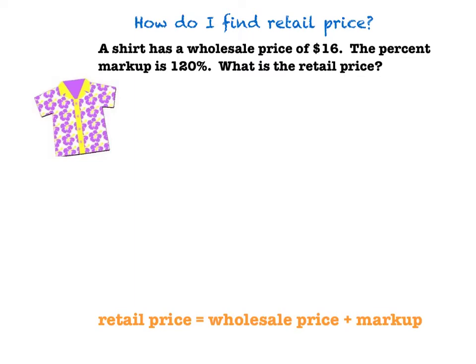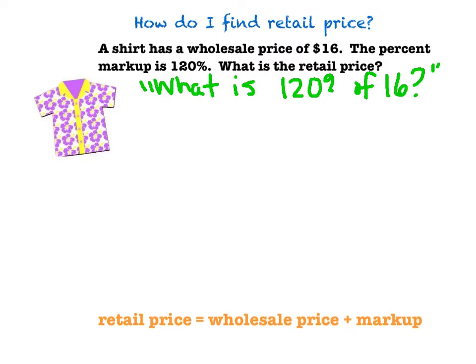So how do I find retail price? A shirt has a wholesale price of $16 and the percent markup is 120%. What is the retail price? So the first thing I need to know is, what is 120% of 16?